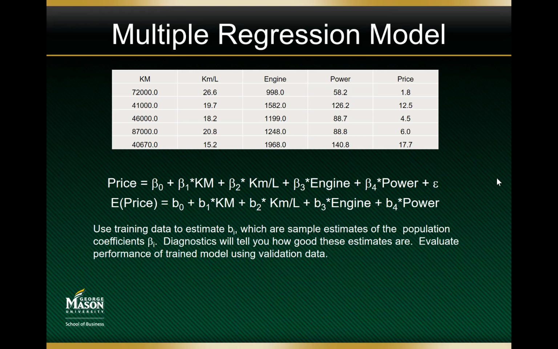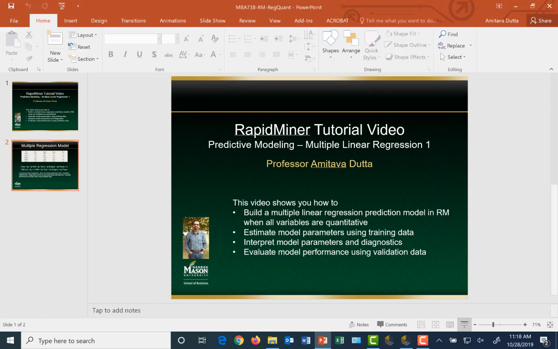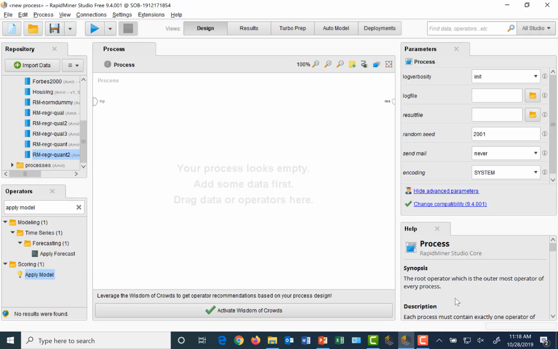And the regression equation that we're trying to estimate is the second one that you see in the slide. So we are trying to predict price as a function of kilometers, kilometers per liter, engine capacity, and power. So we are trying to estimate the parameters B0, B1, B2, B3, and B4. So let's start up RapidMiner and begin our model building process.